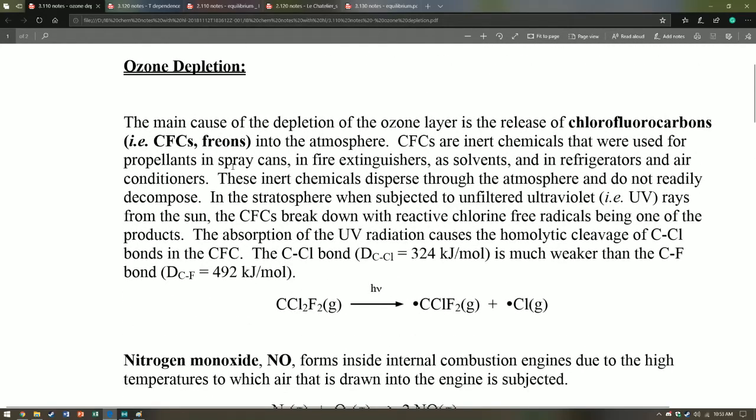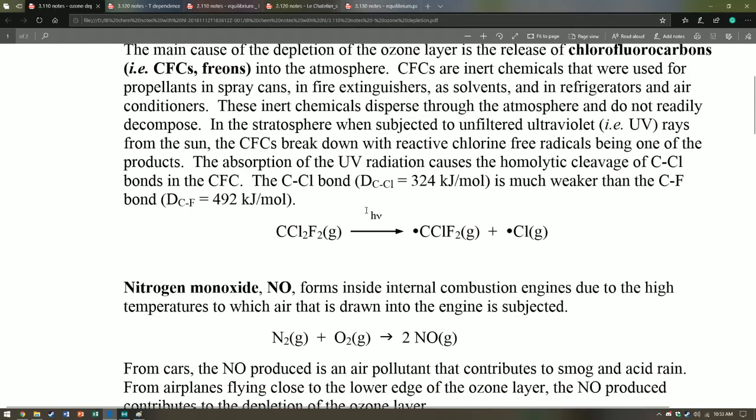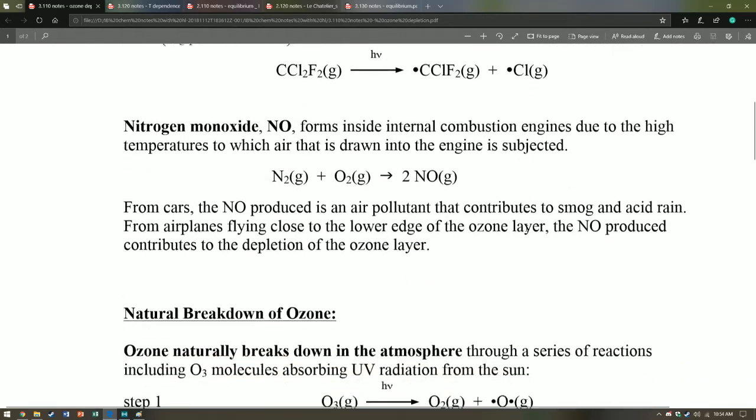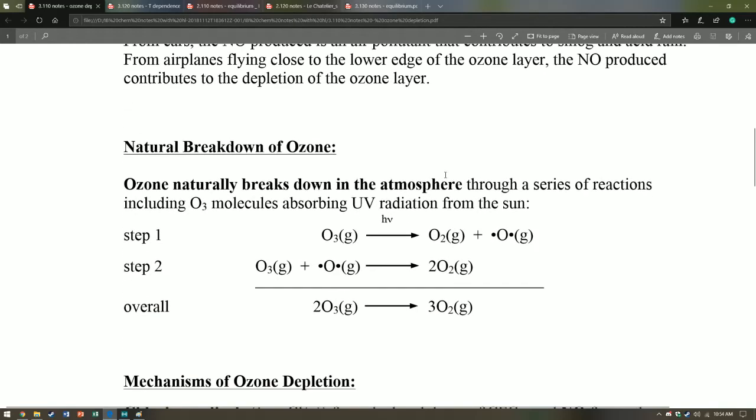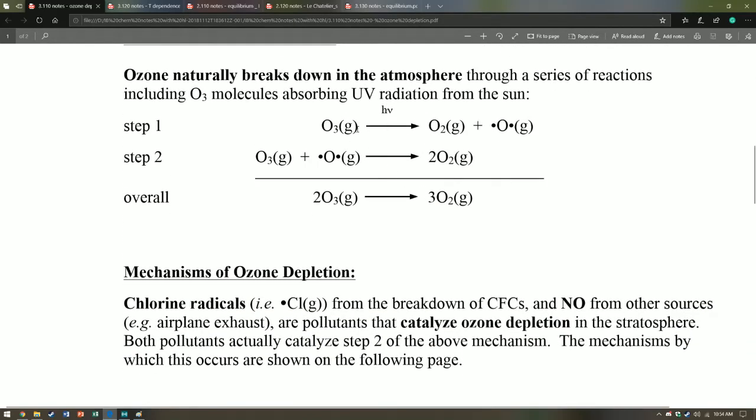Now let's take this to the real world, I suppose. Let's look at ozone depletion. We can see here that the main cause of ozone depletion is the release of chlorofluorocarbons, which, in the presence of UV light, break up to form these radicals here. In addition, you also have nitrogen monoxide, which forms in the atmosphere. Naturally, in the ozone layer, UV light will break down O2 to form oxygen radicals, and then these radicals will form ozone, and this equilibrium is maintained.